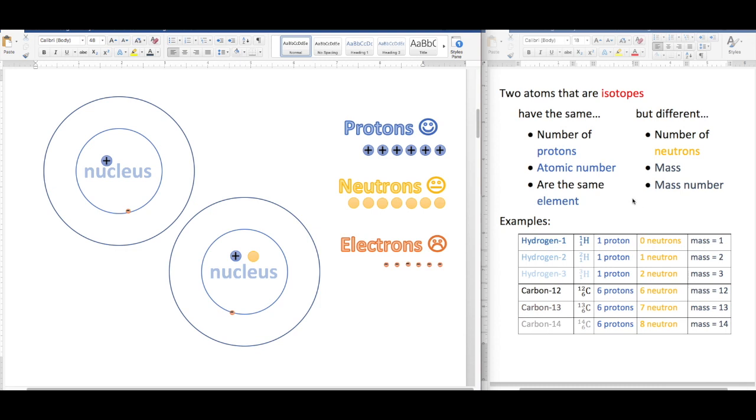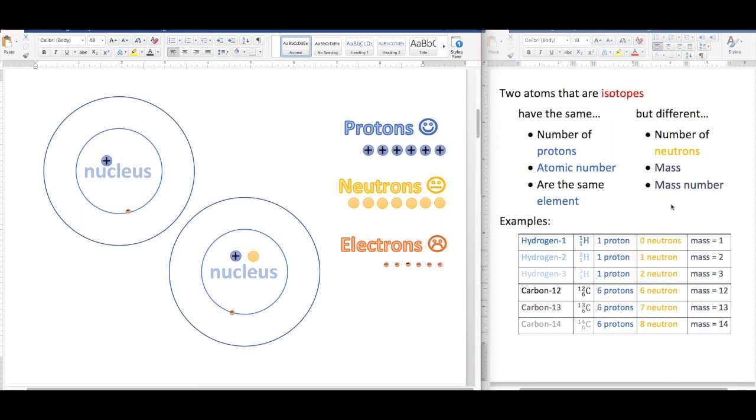So it could say, what do you call it when there are two atoms that have the same number of protons and a different number of neutrons? It could say, what is it called when you have two atoms of the same element that have different mass? It could say two atoms with the same atomic number but a different mass number, or any combination of these same and different wordings.